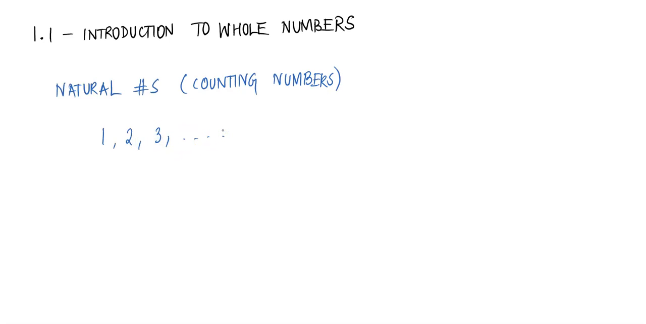And it goes on. Now we like to write them as a collection. A collection in math means a set. So we always include them inside curly brackets to indicate that it is a set of natural numbers.